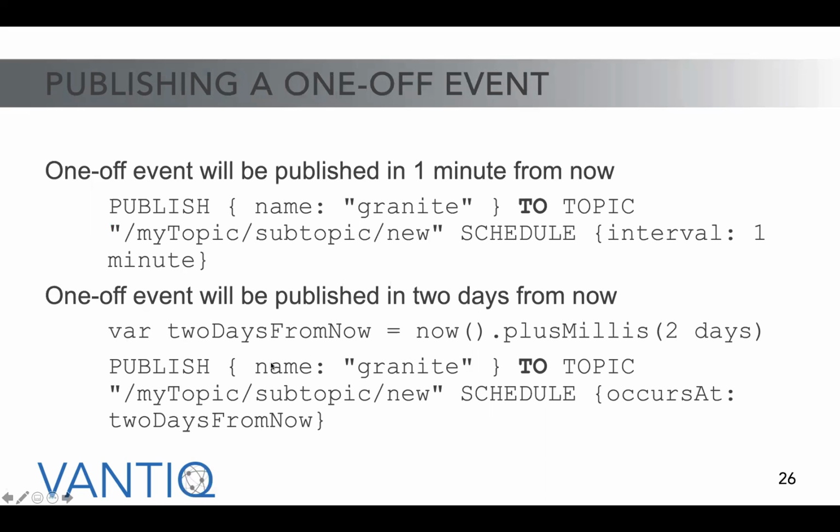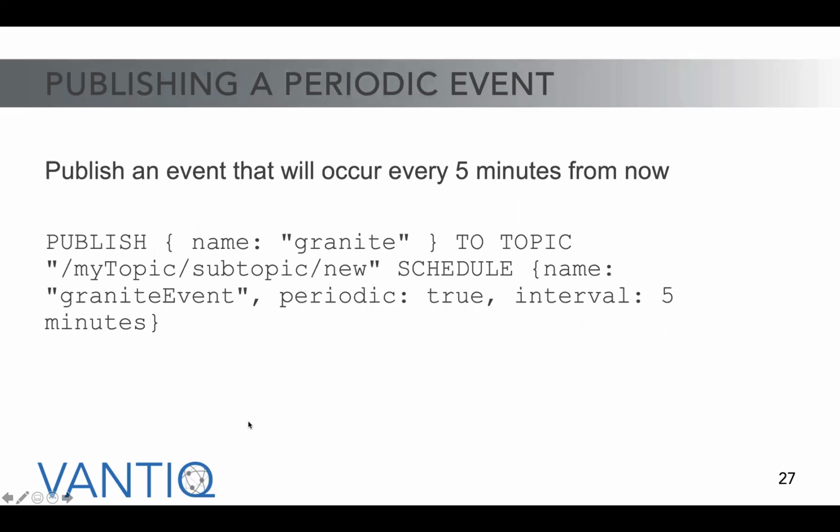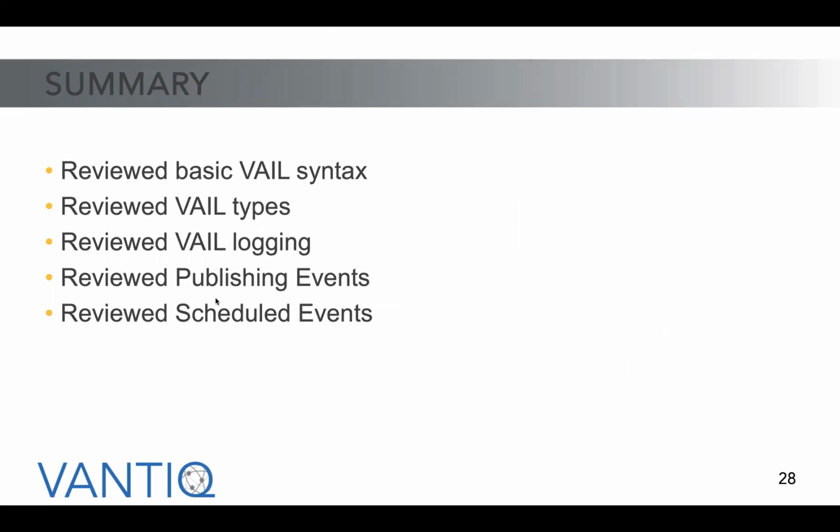And then you publish. I'm sorry, this is not the name. This is the object. To topic, my topic, scheduled. It will occur at 2 days from now. So this one is gonna be in 1 minute from now. This one is gonna be at this exact time. And this could also have a periodicity. So every, let's say, every 5 minutes, it will send this name grenade to topic, my topic, blah, blah, blah, and this schedule will have a name grenade event. I know this is kind of a little bit confusing.